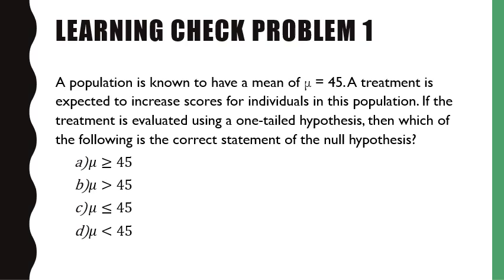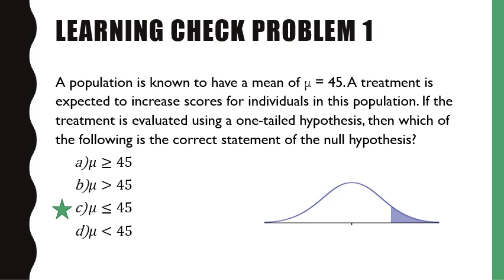Let's look at learning check problem 1. See if you can solve this. A population is known to have a mean of 45. A treatment is expected to increase scores for individuals in this population. If the treatment is evaluated using a one-tail hypothesis, then which is the correct statement for the null hypothesis? Well, remember we do the research hypothesis first, and the research here says that it's expected to increase scores. So the research hypothesis was mean is greater than 45. The null hypothesis is the opposite, which would be mean is less than or equal to 45. And this is what your graph would look like, and there's your answer right there.